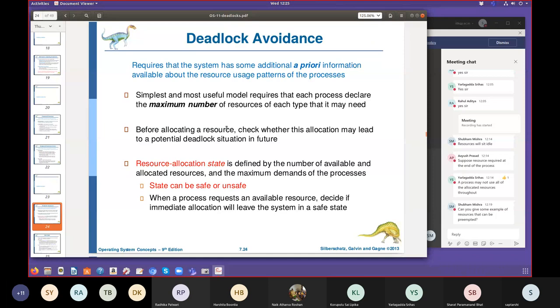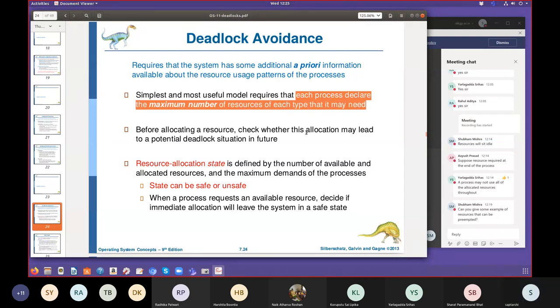Now, of course, there is a big assumption here that the system has some additional a priori information about the resource usage patterns of the processes. In order to run such deadlock avoidance algorithms, the system has to have this information. The simplest idea is that the OS requires that each process declares the maximum number of resources of each type that it may need.